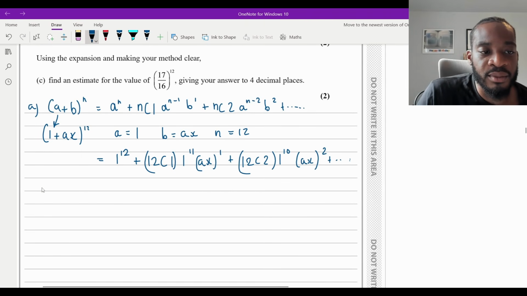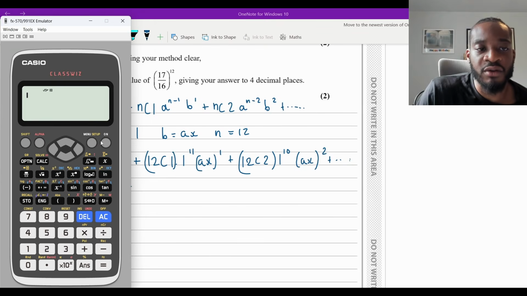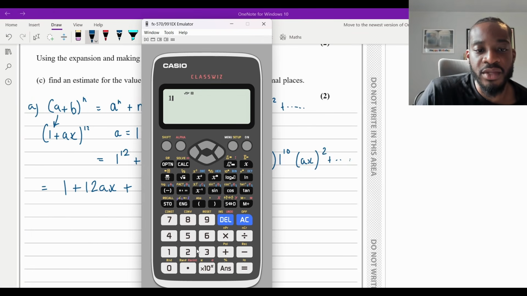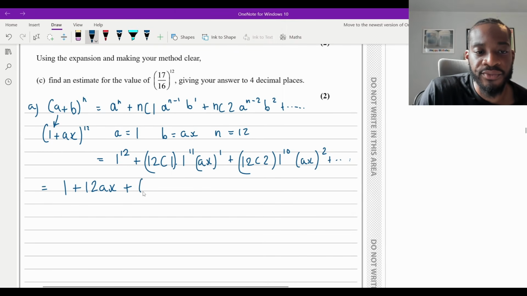So doing that, 1 to the 12 is 1. 12C1 is just 12, isn't it? nC1 is always n. So that's going to be 12. 1 to the 11 is 1. So it's 12 times 1, which is 12 times ax. So that's just 12ax. And then plus, and this one I'll put in the calculator, 12C2. 12C2 is 66. So it's 66 there.